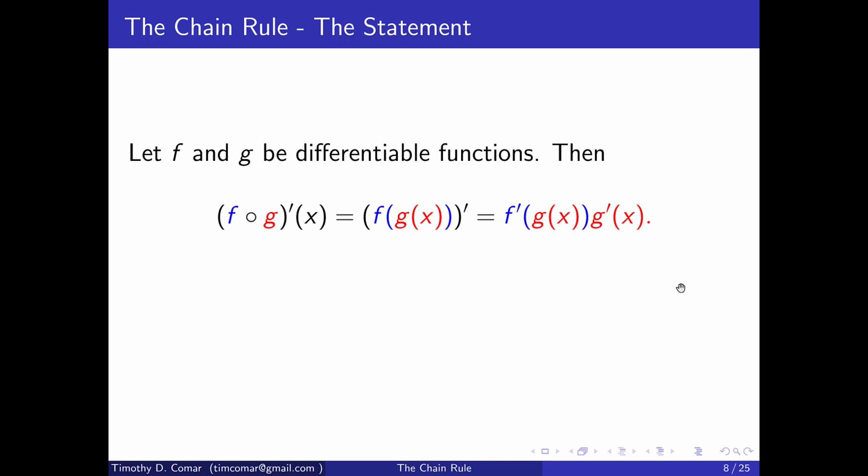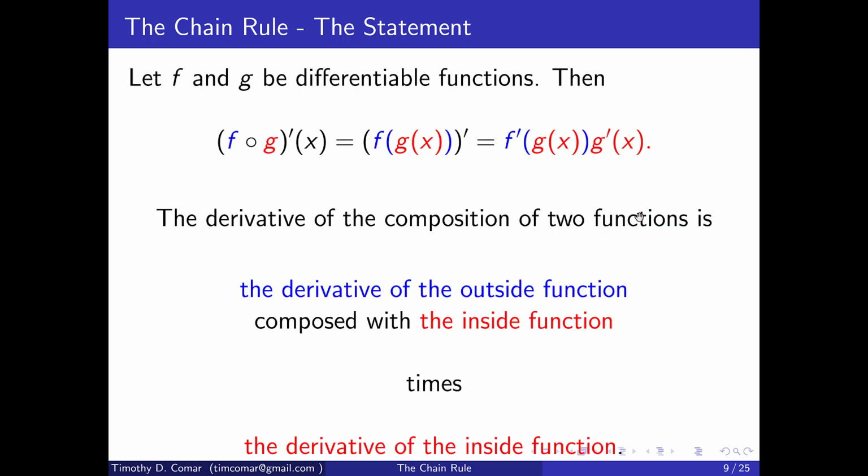Here is the statement of the chain rule. Let f and g be differentiable functions, then the derivative of the composition of f and g is the derivative of f composed with g times the derivative of g. So in words here, again, the derivative of the composition of two functions is the derivative of the outside function f here, composed with the inside function, the g here, times the derivative of the inside function, the other factor here.